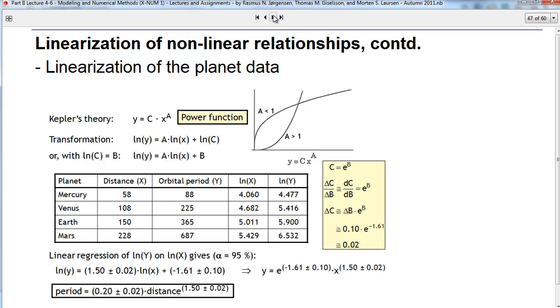And take this one, you'll recall this planet data. And that was this relation by Kepler, or power function. And if you transform that, you can see you have to plot the natural logarithm of y versus the natural logarithm of x. And by doing that, you can extract here the slope and the intercept. And then of course you have to transform that in order to get this expression.